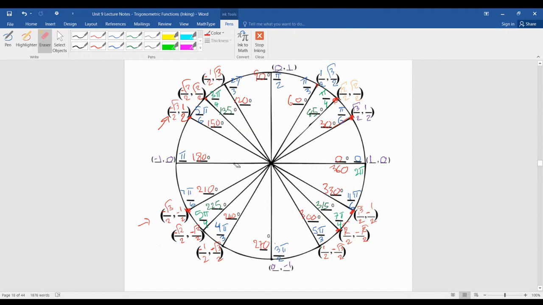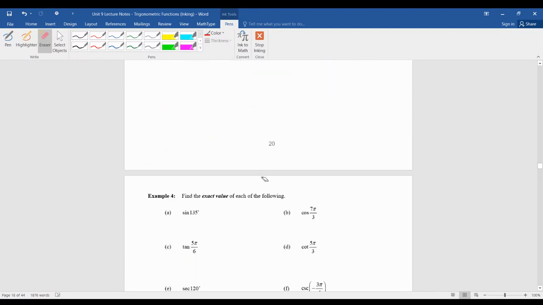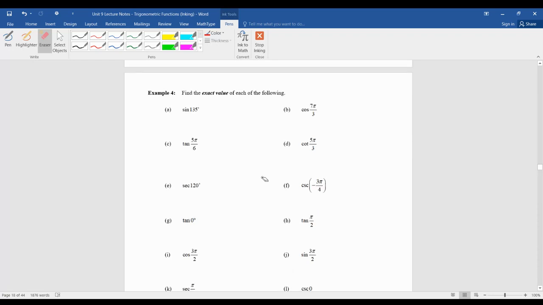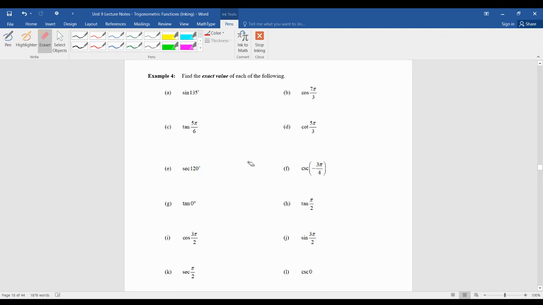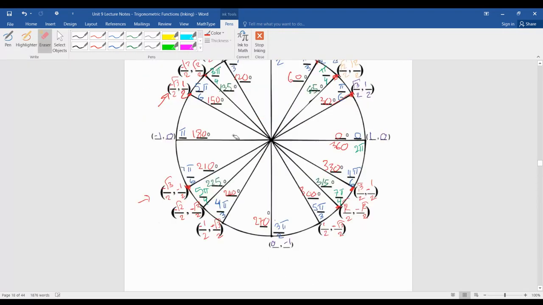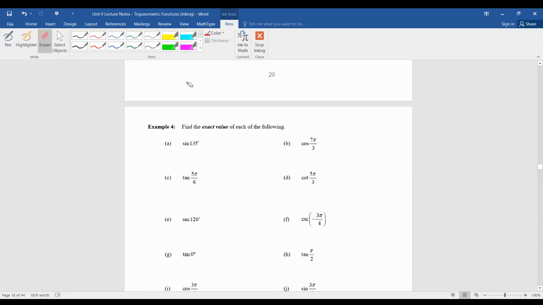All right, now we can go ahead and work on some examples. Find the exact value of each of the following. So we're going to be using the unit circle to find the values of each of the following. So first, example A will be sine of 135. So let's go back to the unit circle. Sine of 135. So this is 135 over here. The sine will be the y coordinate. So root 2 over 2, because the sine is the y coordinate. So the first one here would be root 2 over 2.